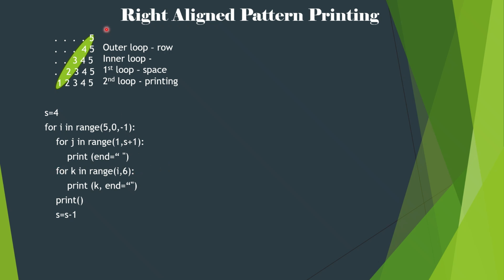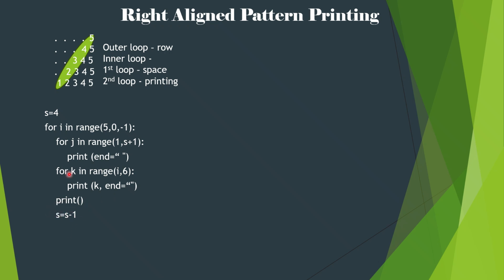You can see the relation in the horizontal series: 5, 4 5, 3 4 5, 2 3 4 5, 1 2 3 4 5. That means every line begins from i and ends at 5. So that's why the loop is from i to 6. As you know, 6 means it will print up to 5. So here we are leaving a space, but here no space is required, just an empty string, and here print for changing the line, and s is equal to s minus 1.